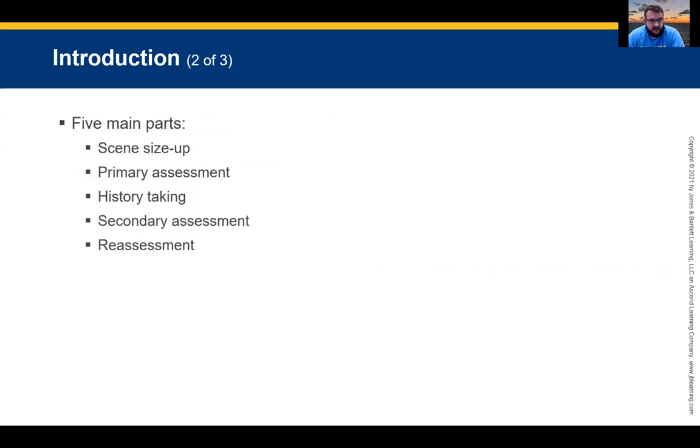All right, so we have five main parts of our assessments. Brain's going all over the place tonight. We're going to go over scene size-up, primary assessment, history taking, secondary assessment, and reassessment.